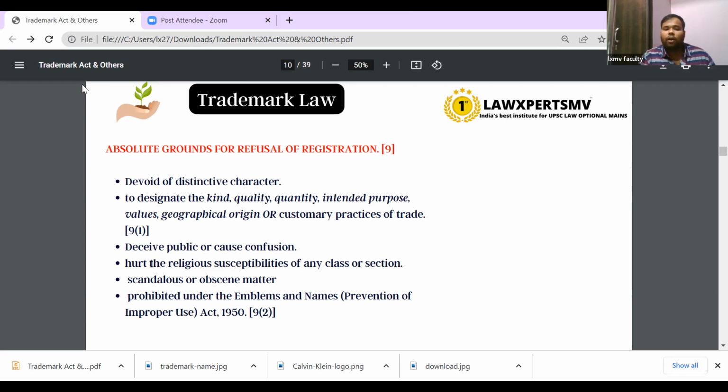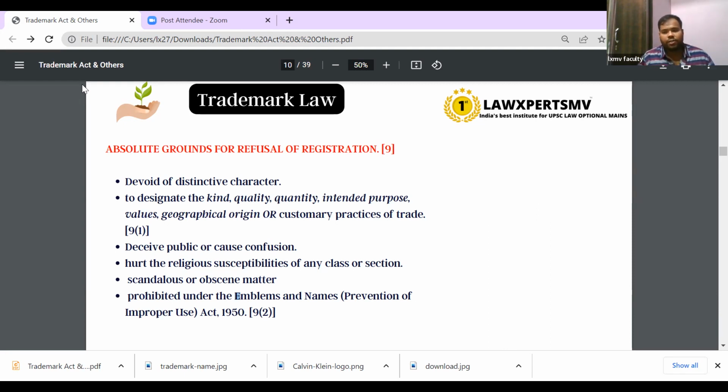And if your name will cause some religious hurt to any class of Indian citizens, then also the trademark cannot be registered. And there are a few names or emblems which are prohibited under this particular law, the Emblems and Names Act 1950. So for these names or emblems, you won't be able to get the trademark.